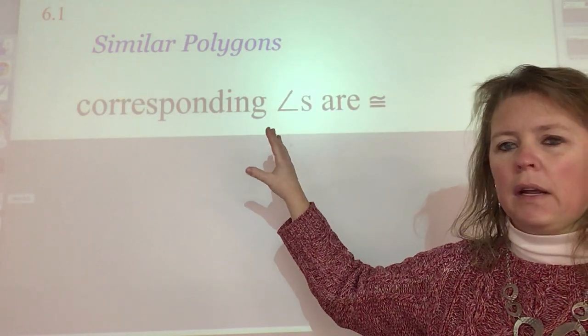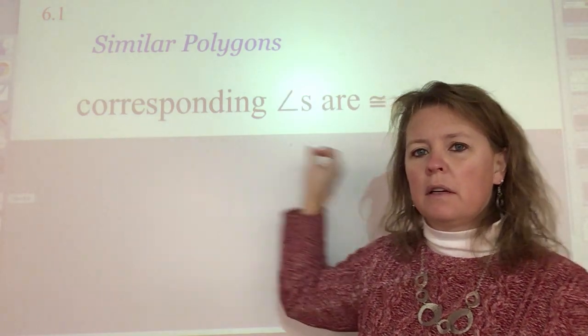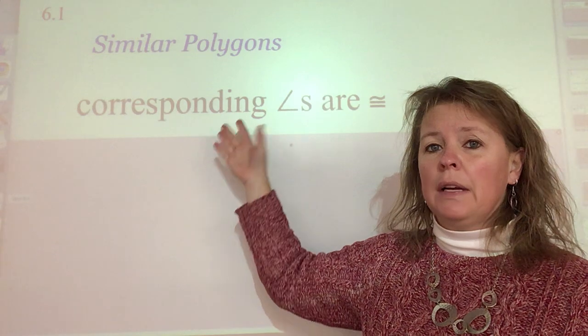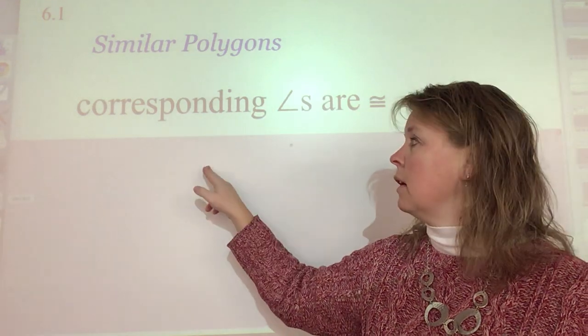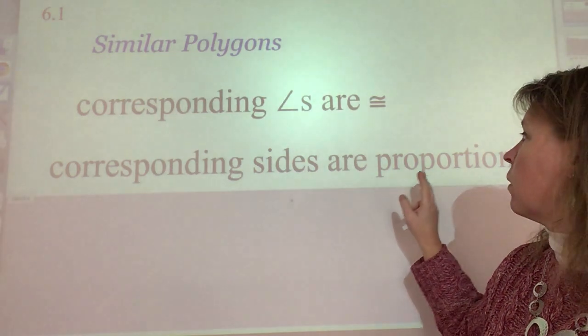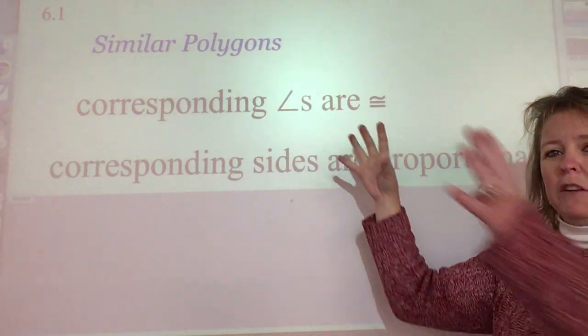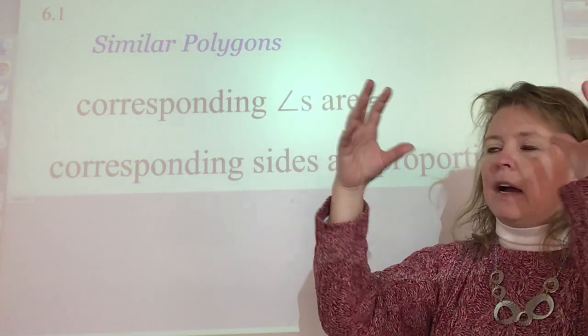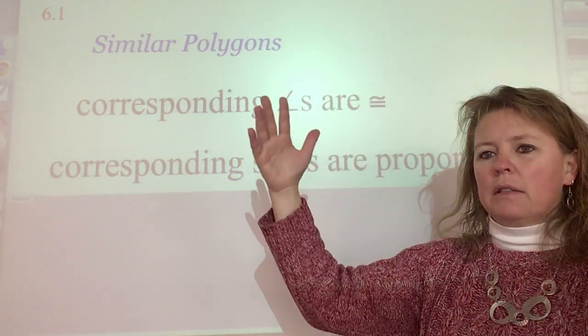We already know what corresponding angles are. If this angle is here and this angle is over here, they correspond with each other. They have to be congruent. They have to maintain their size, but their corresponding sides are proportional, meaning if it's shrunk down to half as big, then all three sides, if it were a triangle, are half as big as the original.